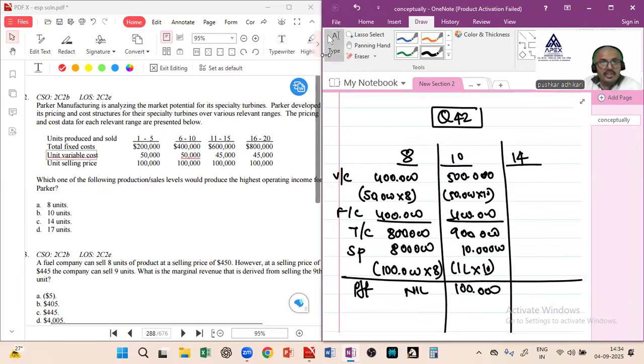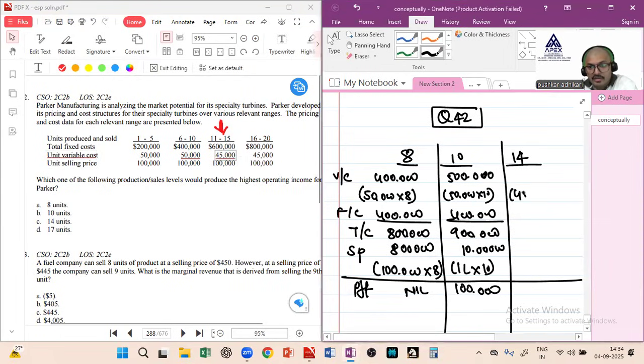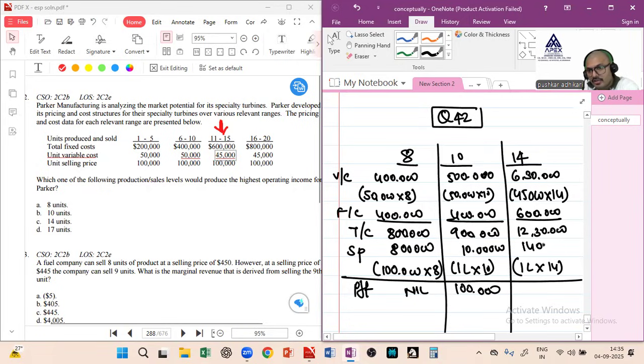Next, we are now going to look at 14 units. 14 will fall in which category? 14 will fall over here. Now pay attention. What is the unit variable cost? Sir, the unit variable cost is 45,000 per unit. So do 45,000 multiplied by 14. What's your answer? Sir, it's 6,30,000. Fixed cost in that category stands fixed at 6 lakhs. So the total cost is 12 lakh 30,000. What is your selling price per unit, sir? Selling price is 1 lakh. But how many units am I selling? 14. So 14 lakhs total.